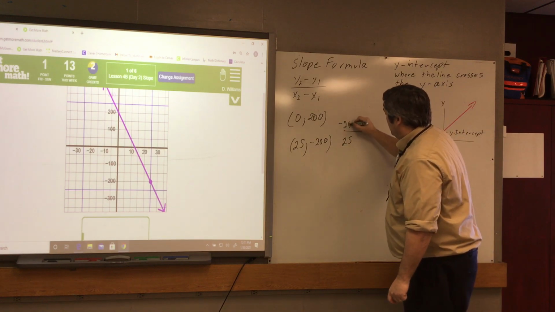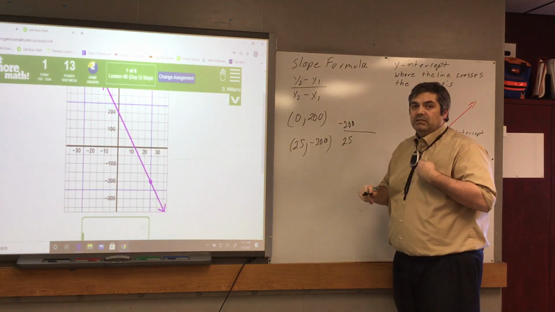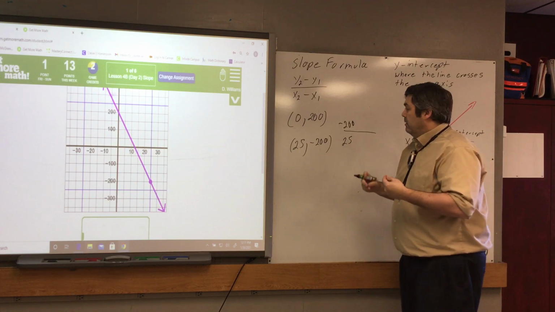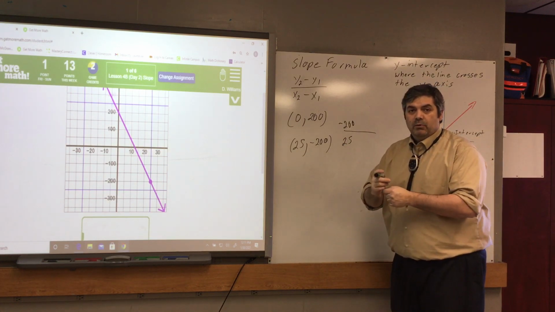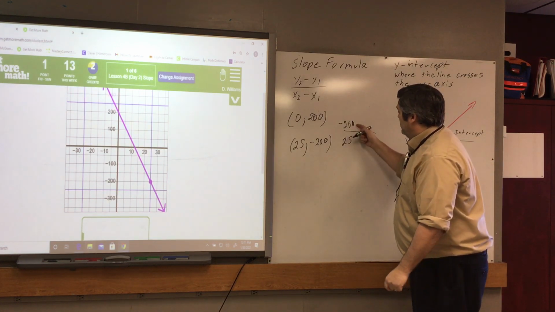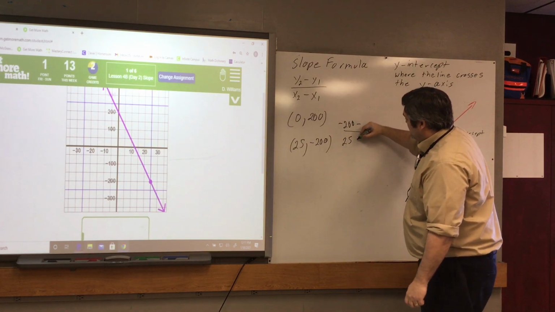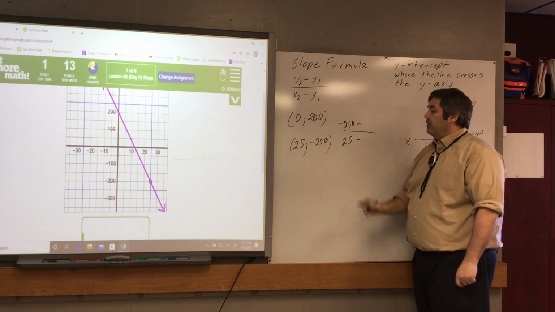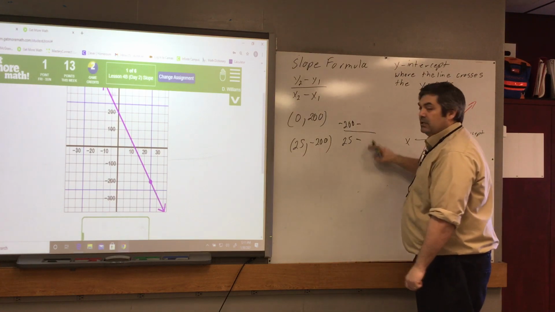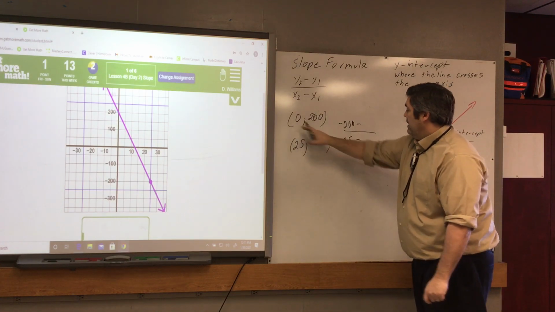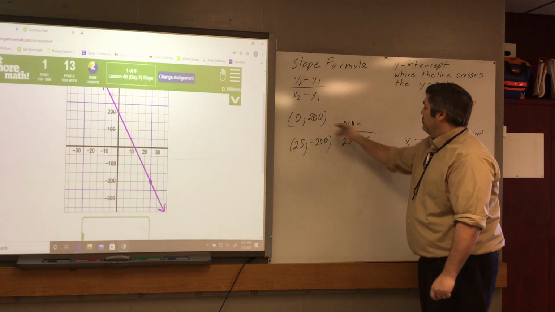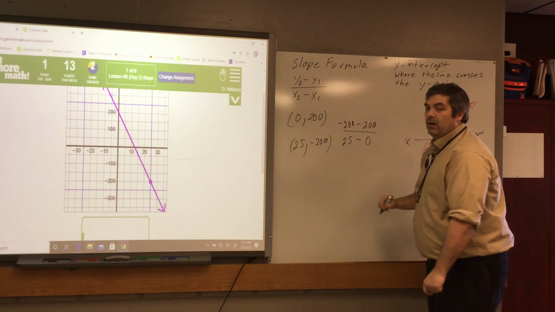Now I've got negative 200. I always do the y's first because it's the easiest thing for me to recognize, but get consistent with what you do. Negative 200, 25, that ordered pair goes together. Minus, minus, and now that means that this one is the next one here. This is your x, goes in the x spot. This is your y, goes in the y spot.